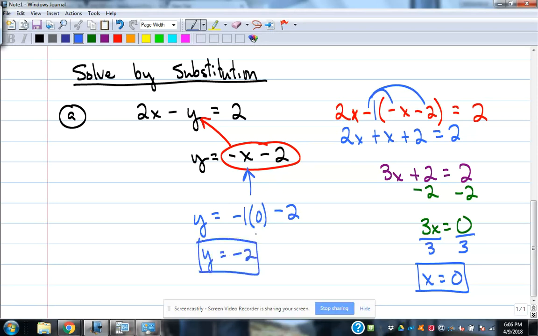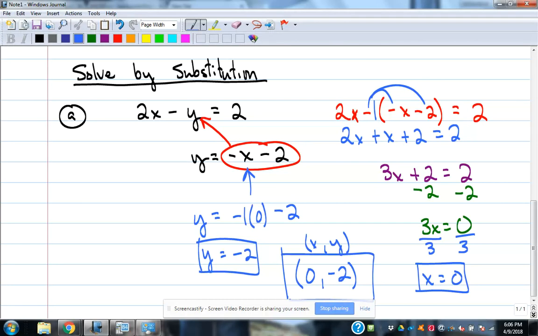So there's our x and our y. Officially, the answers are ordered pairs, (0, -2). Ordered pairs are x first, x comma y. That's the boxed in ordered pair, our official answer as far as for the whole system. So that's using substitution to solve it.